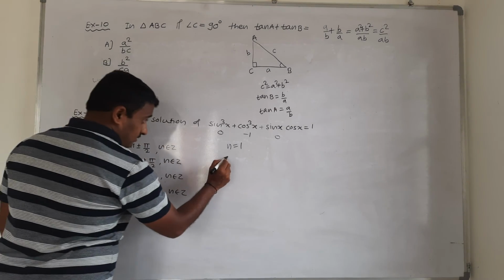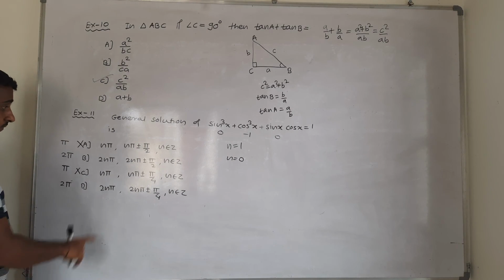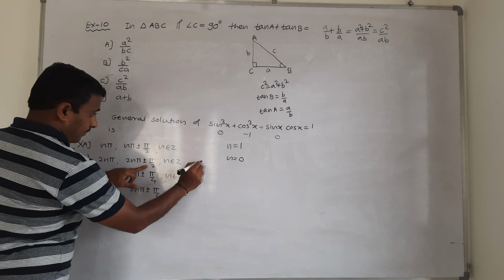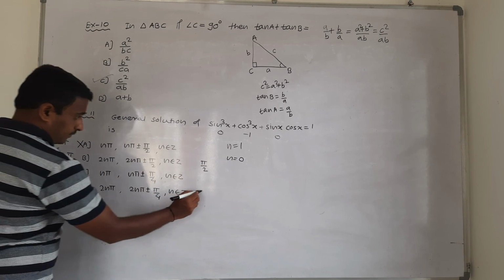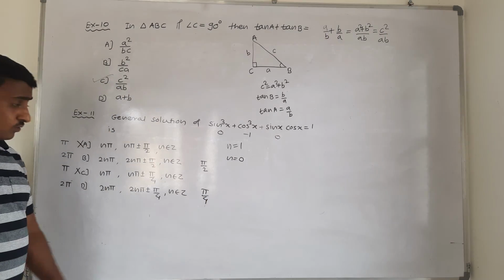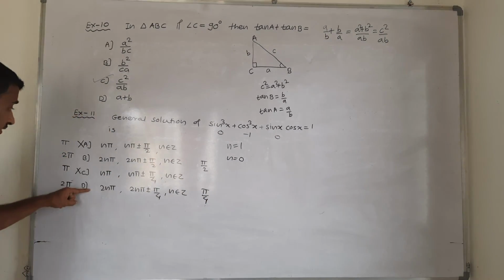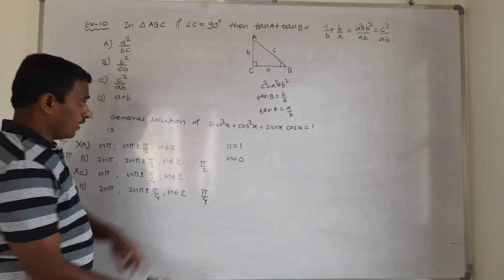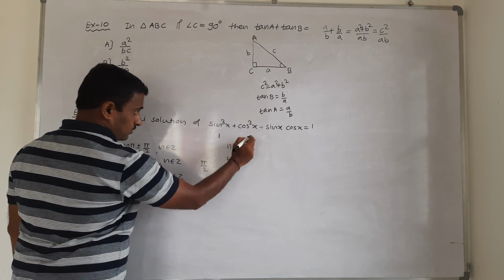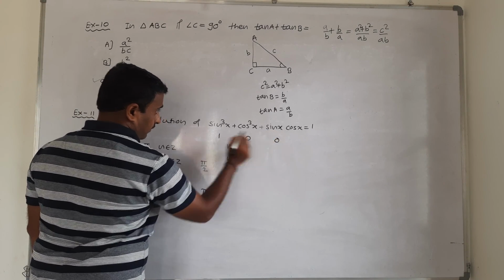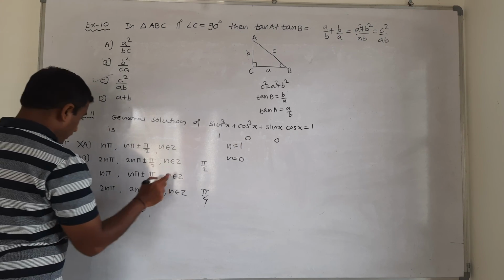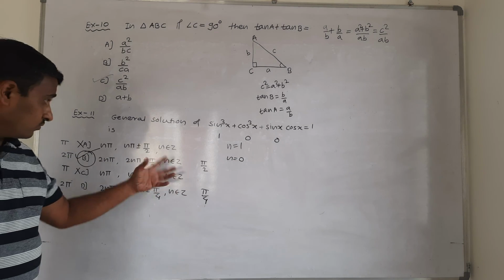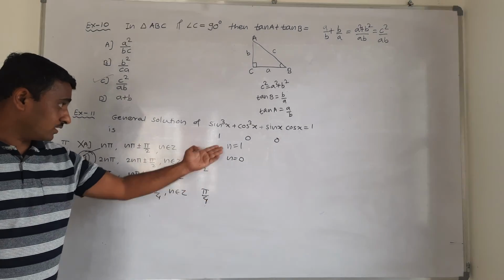Now I take n is equal to 0. Now B and D: from B with n equal to 0, I get pi by 2, and from D with n equal to 0, I get pi by 4. Now check which is the root. Putting pi by 2: sin pi by 2 is 1, 1 cube is 1, cos pi by 2 is 0, and sin x cos x is 0, therefore 1 = 1. Therefore B is the answer. Just we have to check by taking particular values n equal to 0, 1.